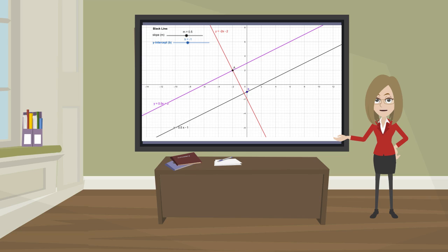Tonight for homework you will be working with GeoGebra to write equations for parallel and perpendicular lines. You will find the link on Google Classroom. Good work today.